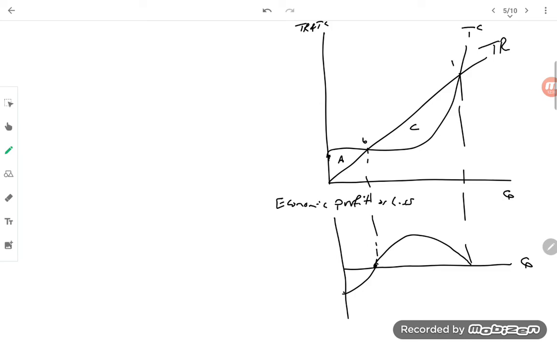And now again at point D, total revenue equals total cost, so economic profit is 0. And finally at point E, there is an economic loss as total cost exceeds total revenue. So this is economic profit. So this is economic loss. Economic profit. And economic loss once again.